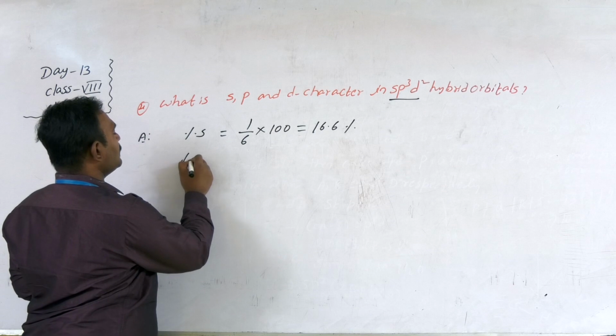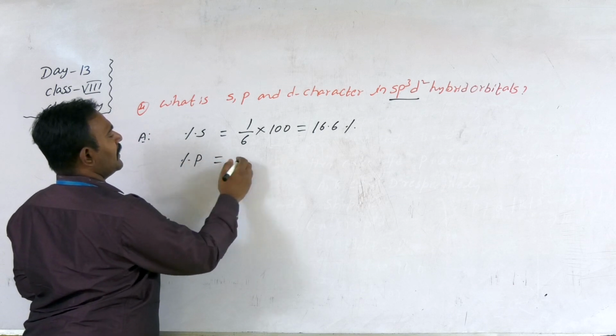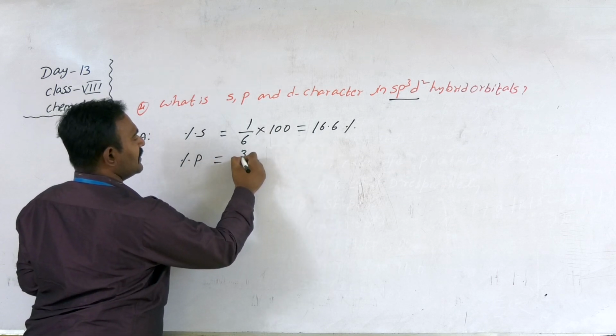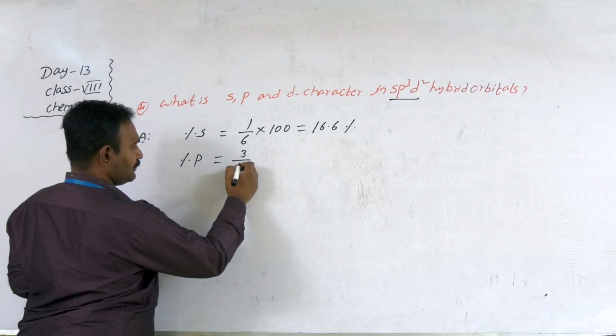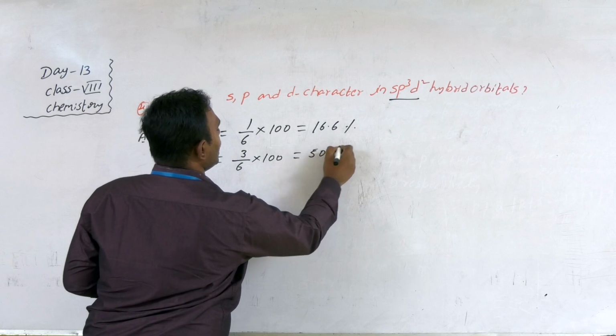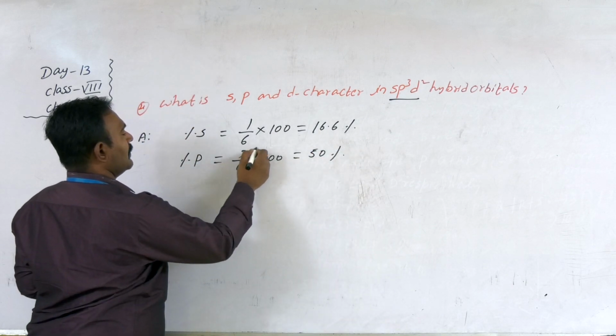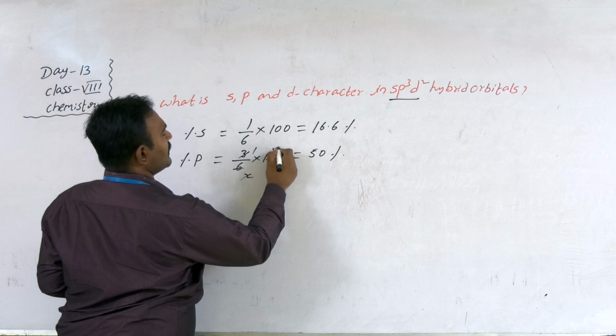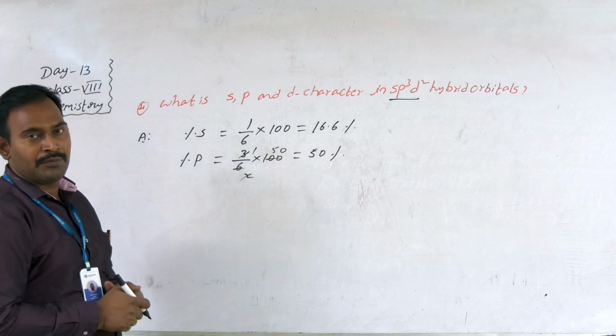Next, coming to the percentage of p character. Total p orbitals 3 there. Here total 6 orbitals, into 100. Next we will get here 50 percent. So p character will be 50 percent.